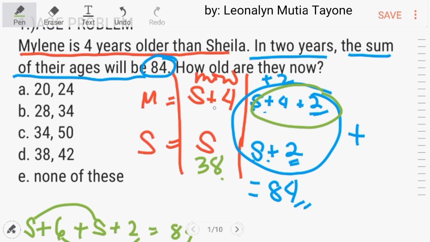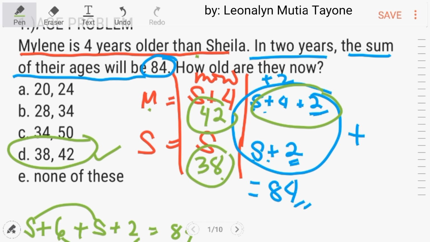38 plus 4 is 42. So, how old are they now? Ang edad ni Sheila is 38. Si Mylene ay 42. The answer is letter D.